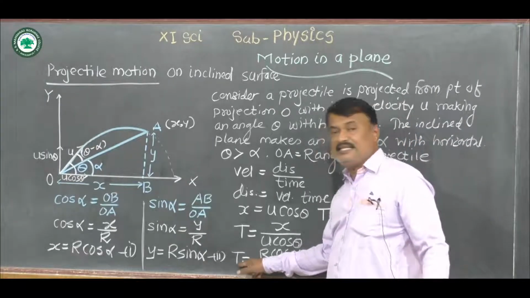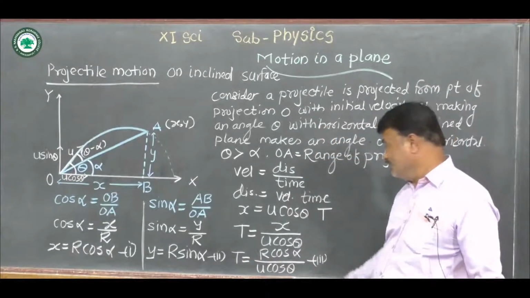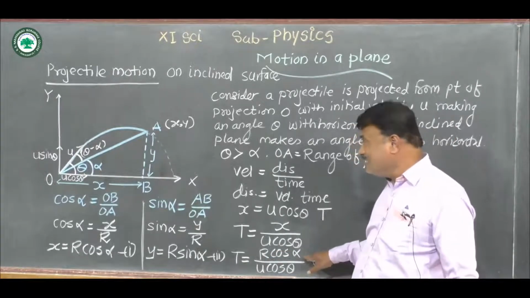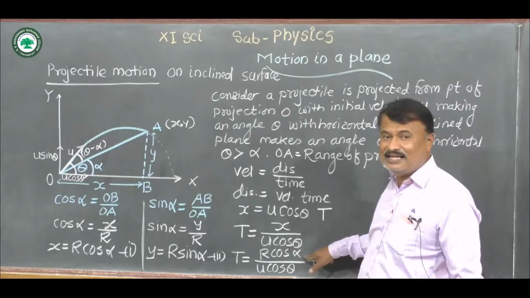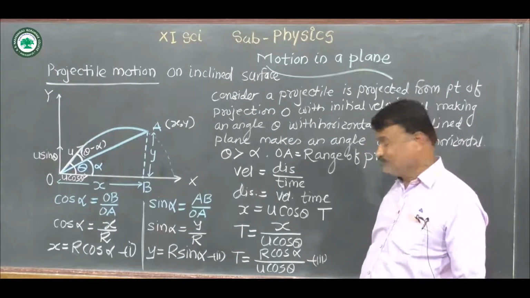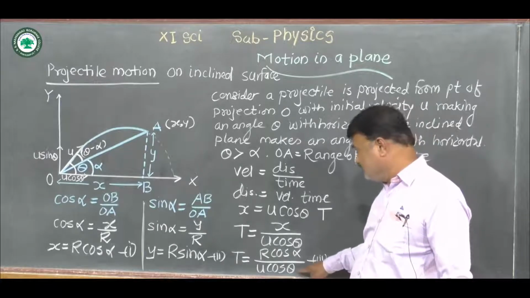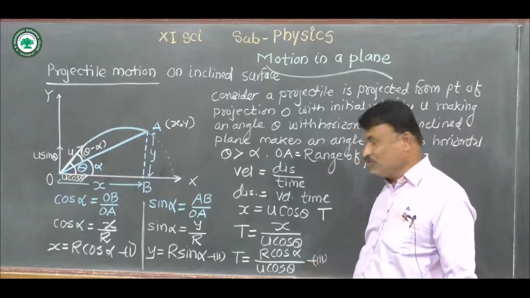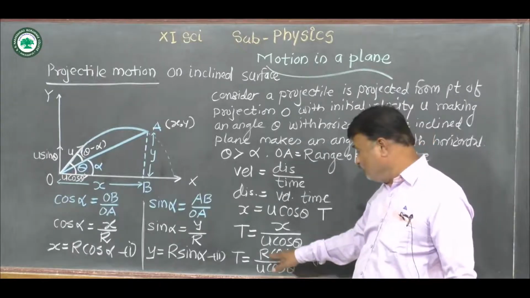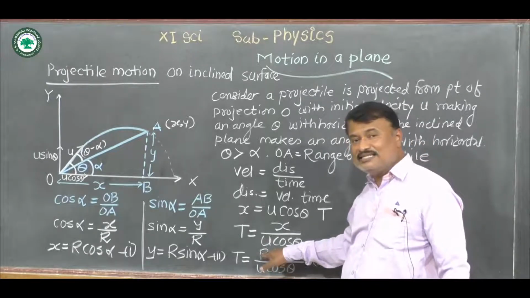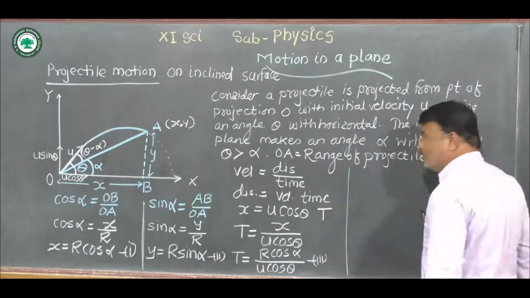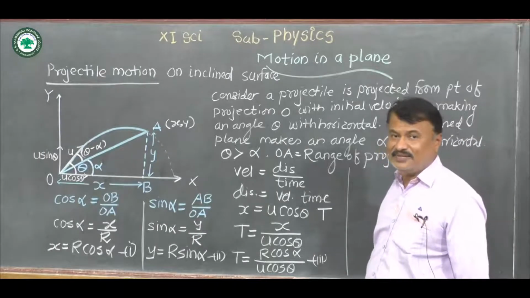In this case, T is the time of flight, R is the range of the projectile, alpha is the angle made by the inclined surface with the horizontal, theta is the angle made by the initial velocity with the horizontal. We have to find out the range of projectile. For that purpose, we consider the second kinematical equation.